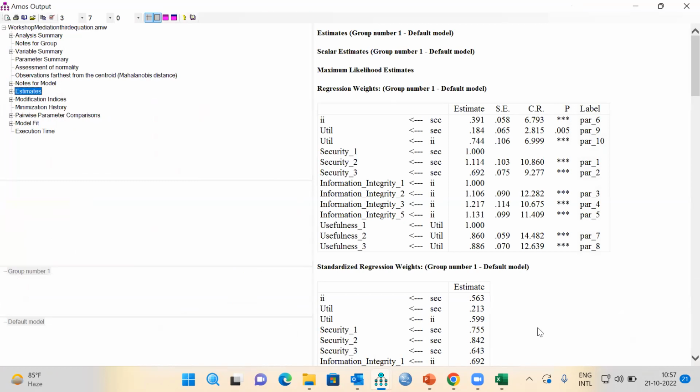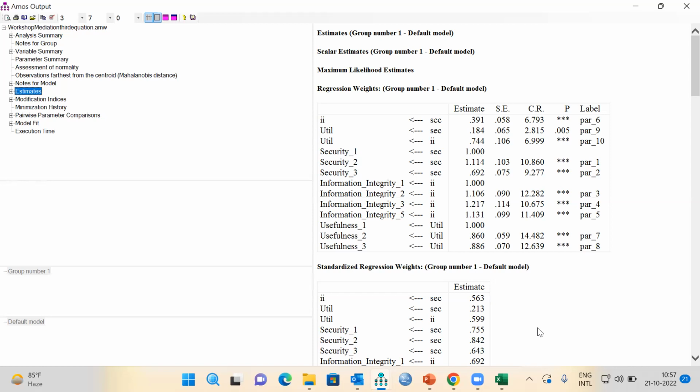So full mediation can happen in both cases. That is, the direct path is significant, but when we are running both of them together, the direct path becomes non-significant. That is also a full mediation. And also in some cases, you will find that if you are running independently, only the dependent and independent together, the direct path is also not significant, and in the third equation, also the path is not significant. In both ways, it is a full mediation that we are talking of.